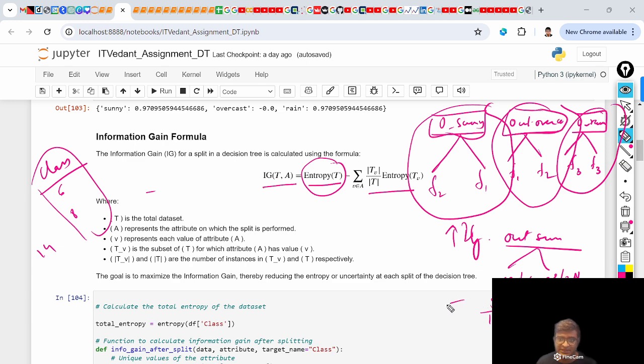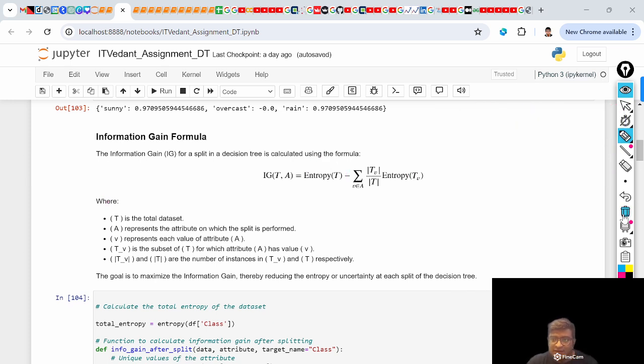Similarly, because it is a summation, and a negative summation of this, if I put a bracket, this will be plus, and then again the same for overcast. How many records were there? For example, if it was 6 records, 6 by 14 into the entropy of that overcast. And then for the rainy element, we'll have to find out.